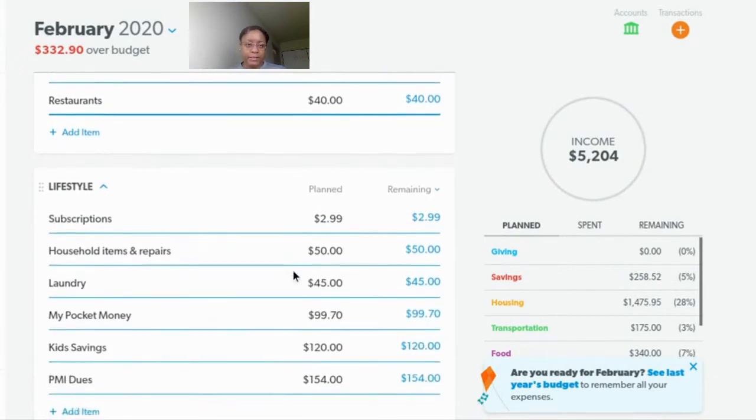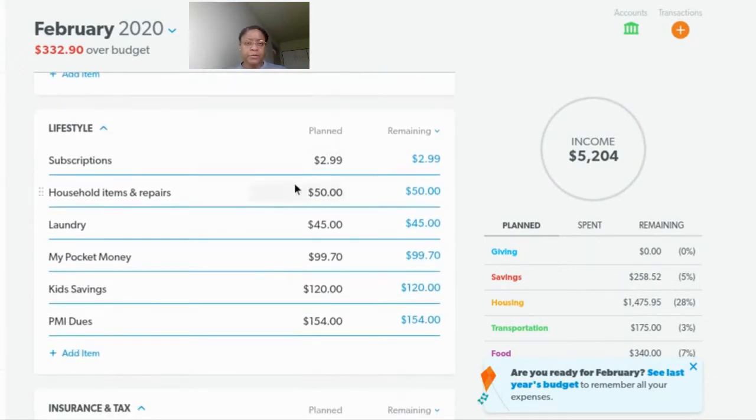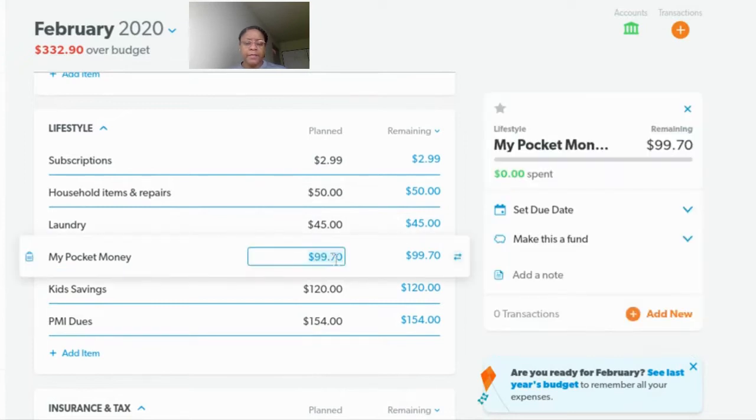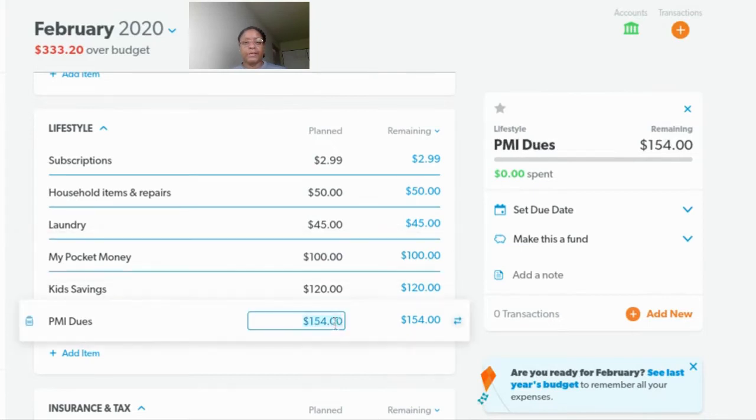Food category is good. Subscriptions good. Household repairs, laundry. My pocket money, I give myself $100. My sons get $120, which is just $60 per kid, which they're not kids. I bet they don't even know that it's going in there.